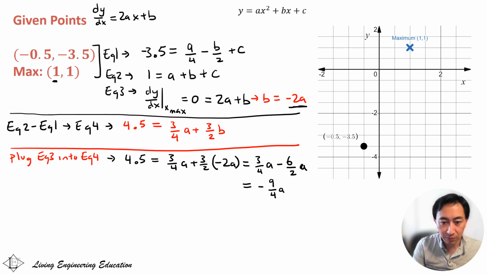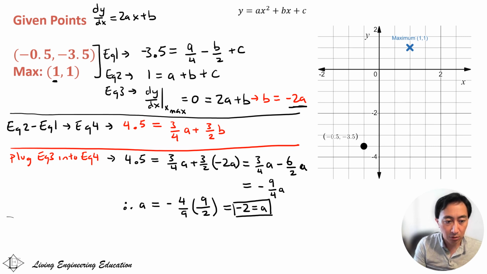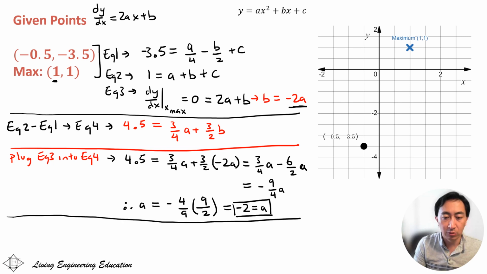9/4 a. Okay, so a is equal to negative 4 over 9 times 4.5. I'll rewrite 4.5 as 9/2. Right, so this is equal to negative 2. A is equal to negative 2. All right, very good. So I have one of the variables.